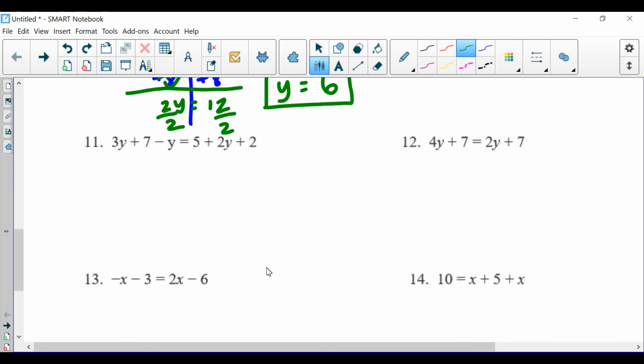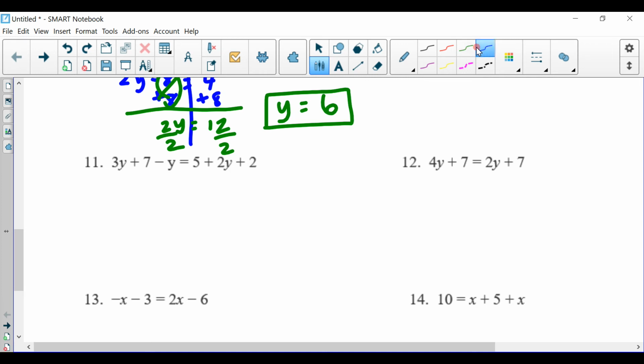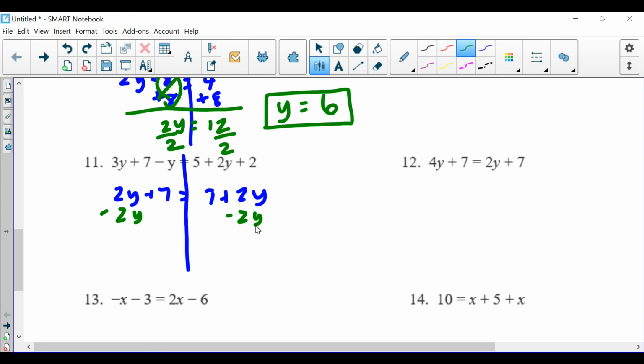All right, and a couple more here. Once again, split. 3y minus y is 2y, plus 7 is equal to, we've got 5 plus 2, which is 7, plus 2y. I want us to stop for a moment and notice that we have 2y plus 7 and 7 plus 2y. If we subtract 2y from both sides, this is going to be a 0 pair.